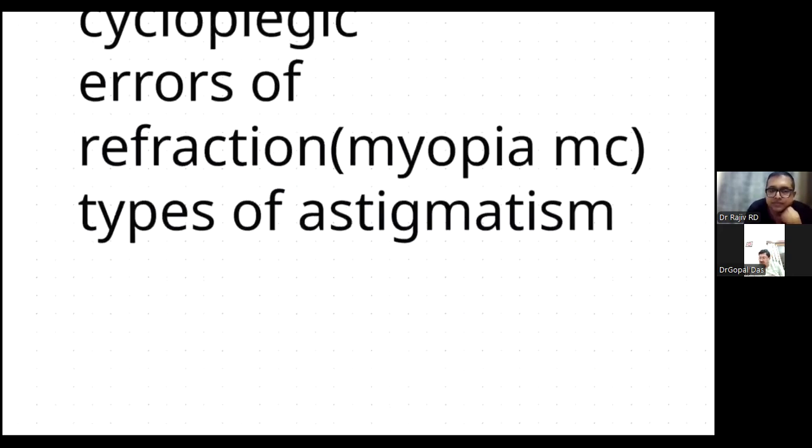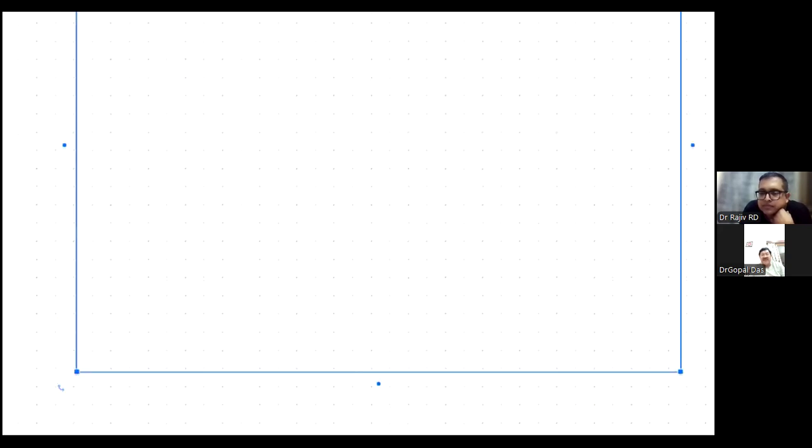Now, what are the signs of aphakia? Deep anterior chamber, jet black pupil, iridodonesis, and only 2 Purkinje images seen.